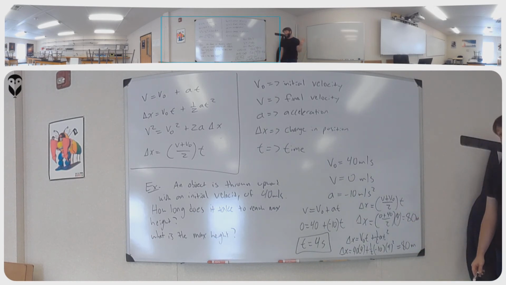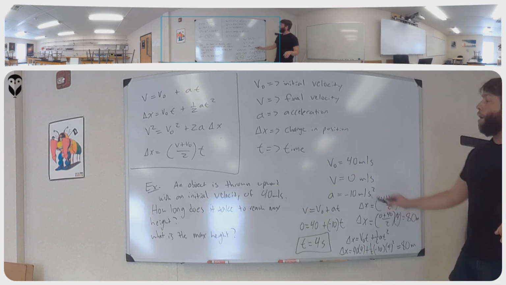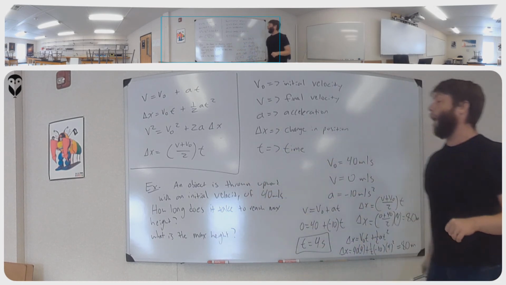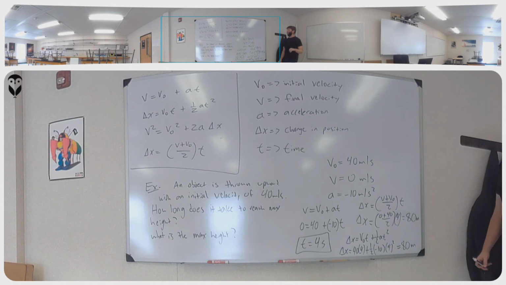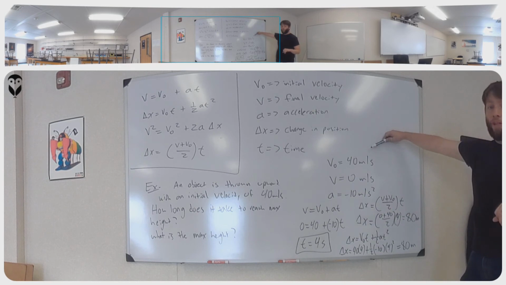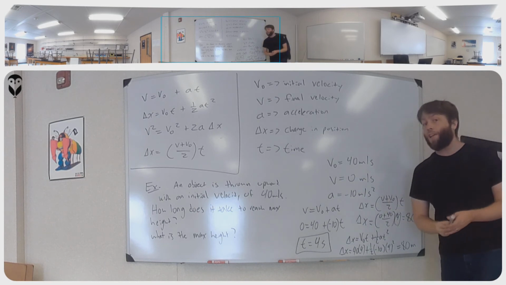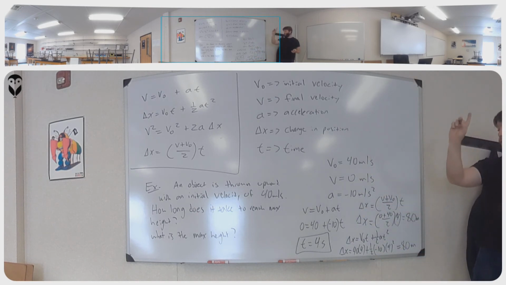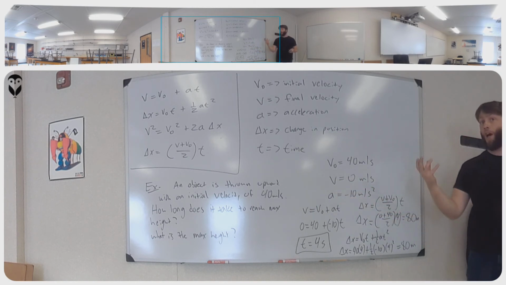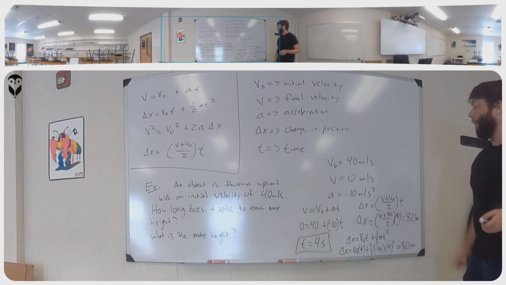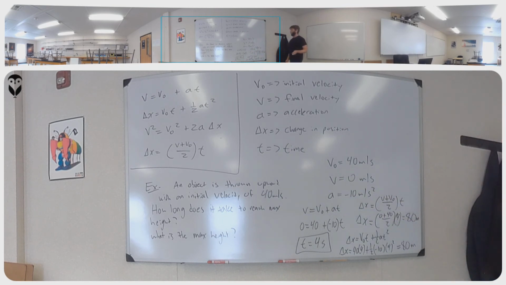There actually is a 3rd way, maybe you guys can figure that out. But let's go through the problem again. An object is thrown upward with an initial velocity of 40 meters per second. How long does it take to reach max height? And what is the max height? The initial velocity is 40 meters per second. The final velocity, since we get to max height, is 0, and the acceleration is caused by gravity. That's what's causing this object to slow down while it rises. That's negative 10 meters per second squared.